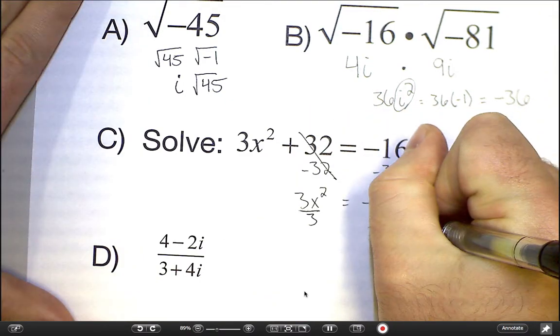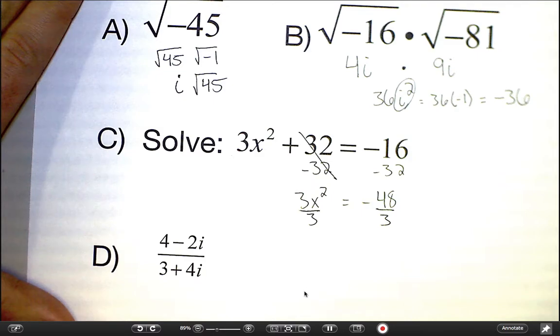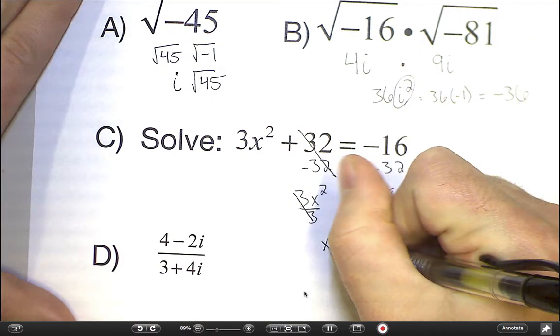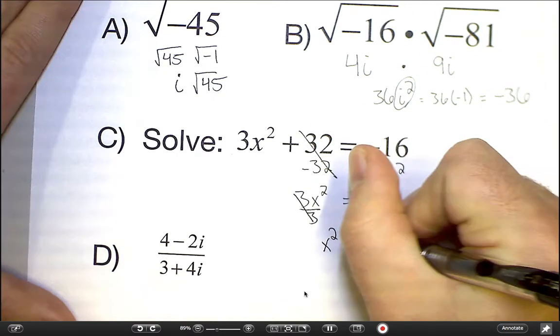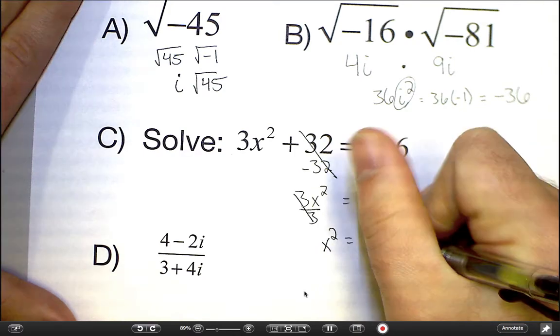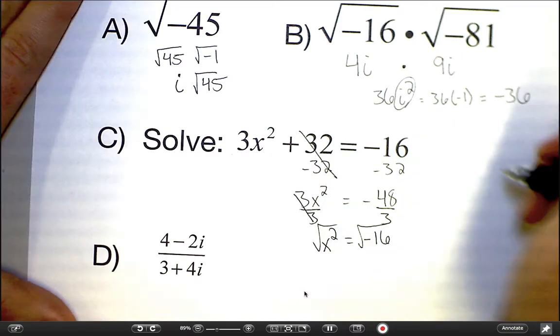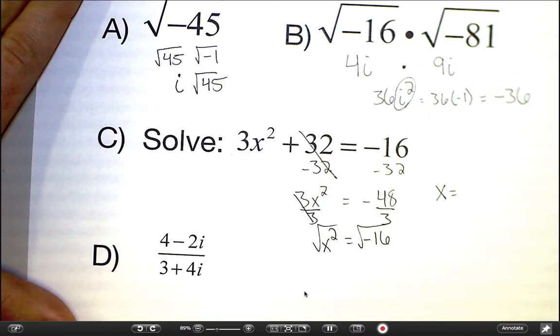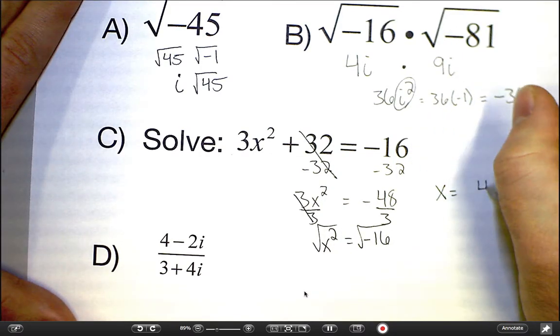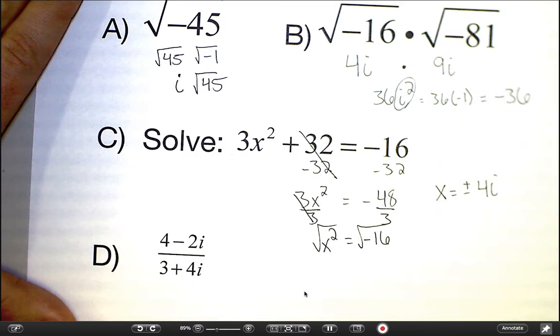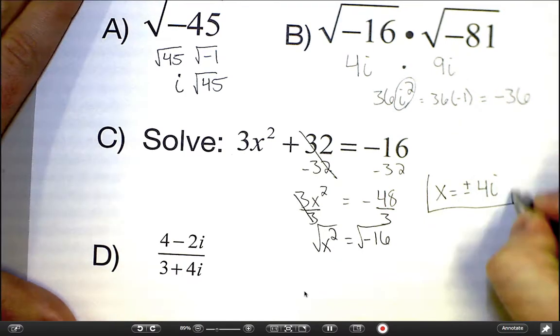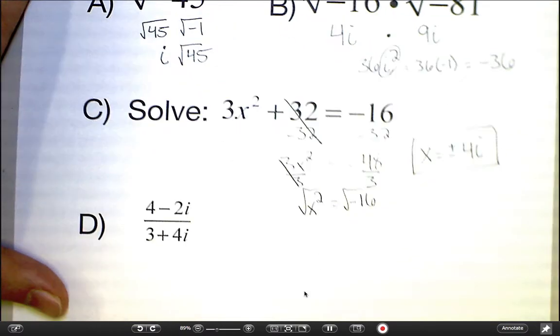Okay, at this point I can go ahead and get rid of that multiplication by dividing by 3. 3s will cancel on my x squared, leaving me with just x squared, which is going to equal 48 divided by negative 3, which is negative 16. Okay, at this point I can take the square root of both sides, which leaves me with x is equal to square root of negative 16 is 4i, but because I brought in the square root and I am solving, it does need to have a plus and minus on that 4i.